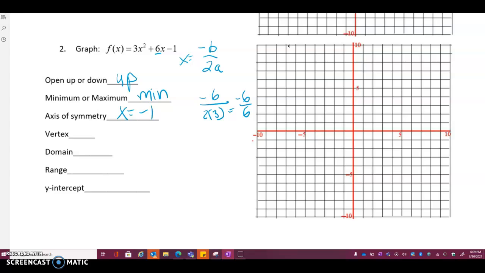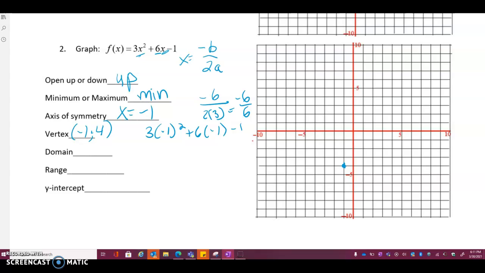Negative 1, all right? So to do this one, because of order of operations, a lot of times I plug this into my calculator to help me out. I know my x value in this equation is negative 1. So to find my y for my vertex, I'm plugging negative 1 into all of my x's up above. When I do that, I get negative 4, which means negative 1, negative 4 would be my vertex. So negative 1, negative 4.